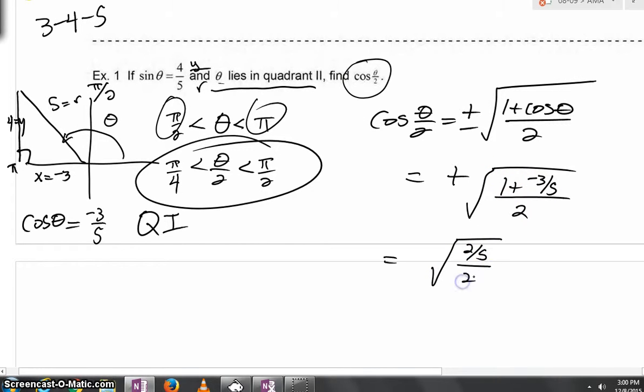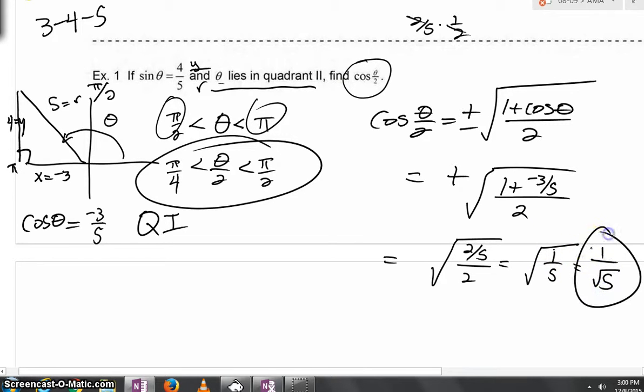Then you'd say, now I've got 2/5 divided by 2. You can do this the old traditional way you first learned to work with fractions: dividing by 2 is the same thing as multiplying by a half. Wouldn't this just work out to 1/5? And then this would be the square root of 1, which is 1, over the square root of 5. But it's a positive value.